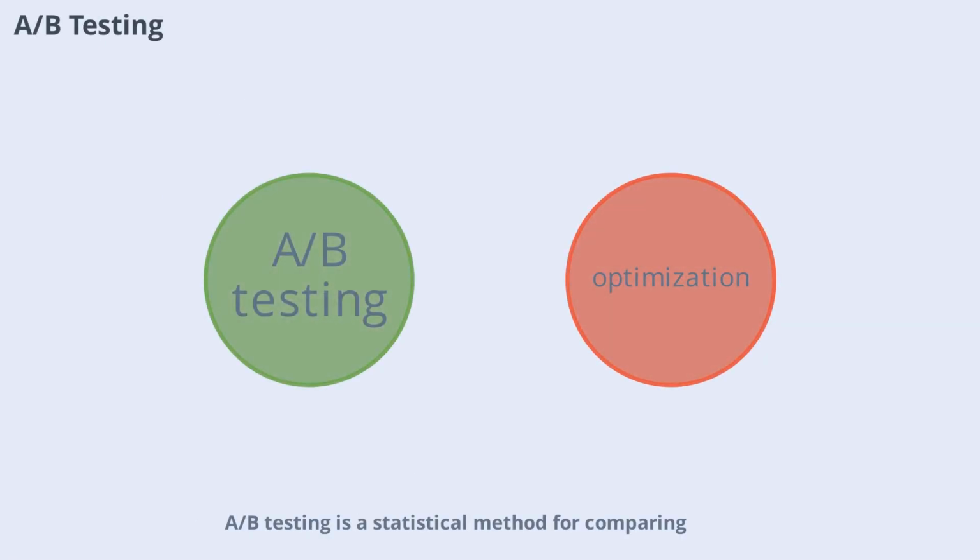A/B testing is a statistical method for comparing two versions of something to see which performs better. In data science, A/B tests are used to optimize websites, products, and marketing campaigns. By applying statistical analysis, we can make data-driven decisions that improve outcomes.